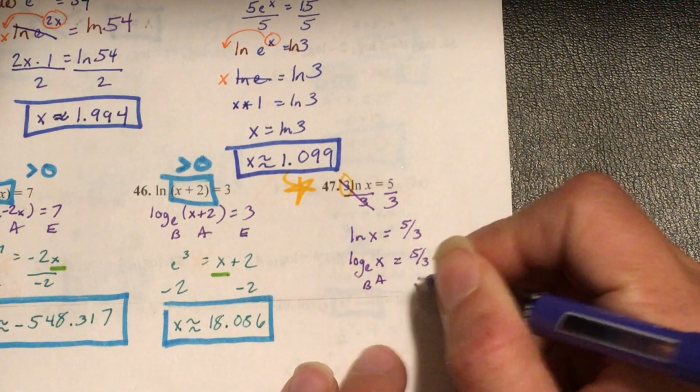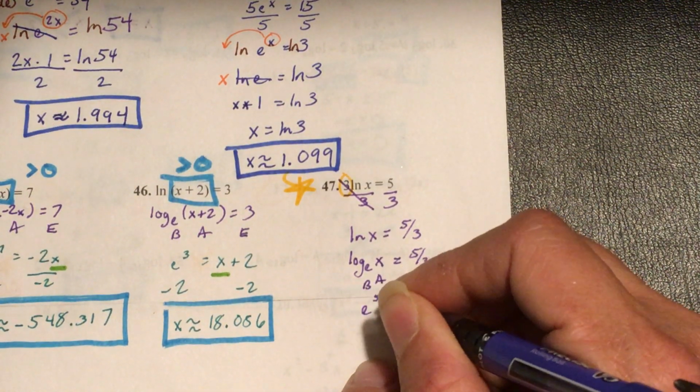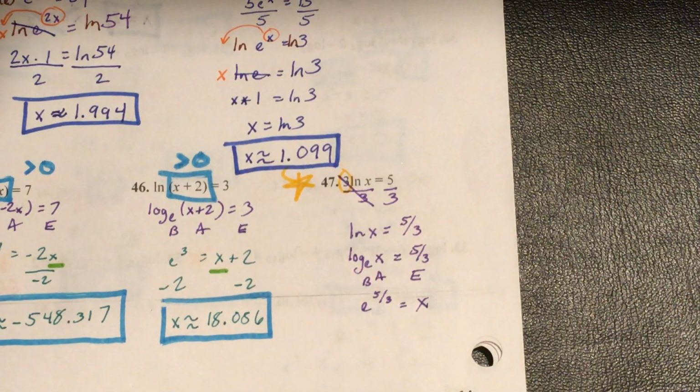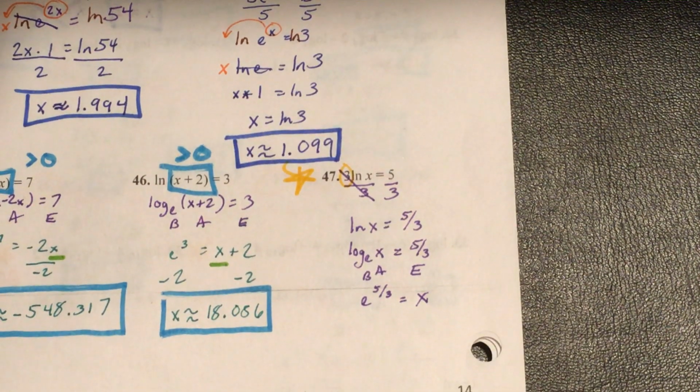And then big animal ears. Our base is e. Our exponent is 5 thirds. And our answer part is x. So it looks pretty gross, but we can type this in on our calculator.